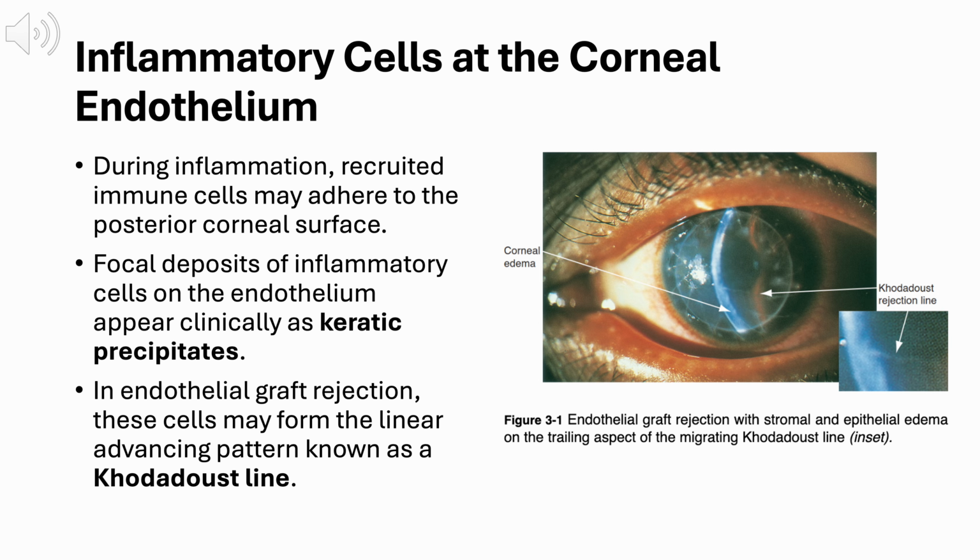There's a second, more specific pattern worth knowing. In endothelial graft rejection, these inflammatory cells can organize into a linear, advancing front known as a Khodadoust line. That line marks the leading edge of the immune attack sweeping across the donor endothelium, and recognizing it is essential for diagnosing rejection early. Both findings remind you that the immunology we're discussing isn't abstract. It presents as signs you interpret daily. With the effector picture in place, let's turn to how the cornea protects itself, beginning with its privilege mechanisms.